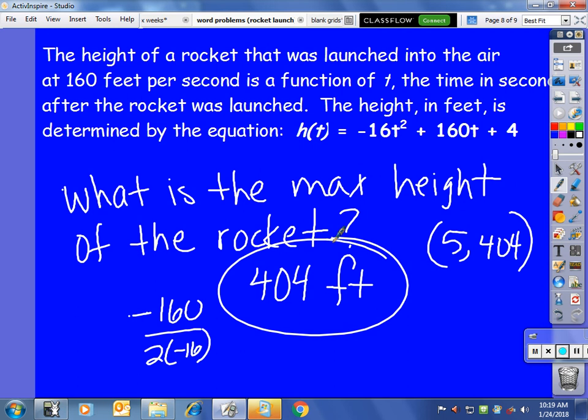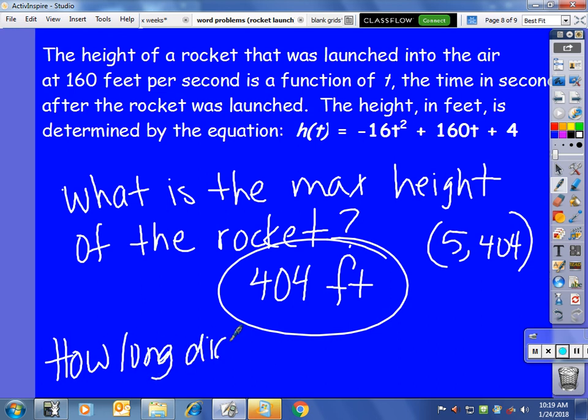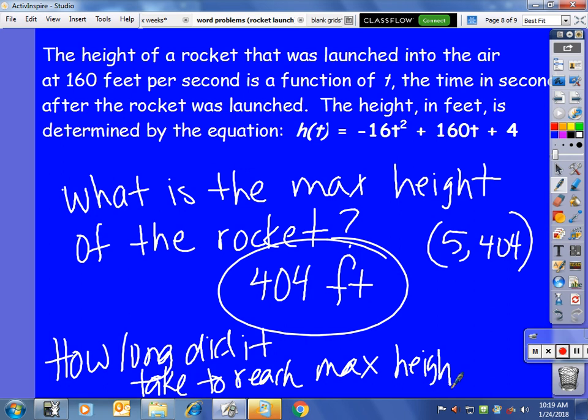Now, what could be a follow-up question? Still using vertex, what's the follow-up question? Yes. How long did it take to reach its maximum height? And we already know the answer. It wasn't 5 minutes, it was 5 seconds. So do you see how I can split a vertex question into 2 separate questions?